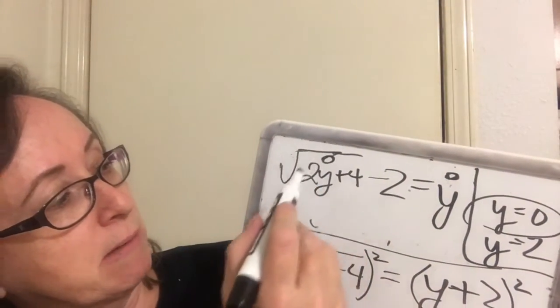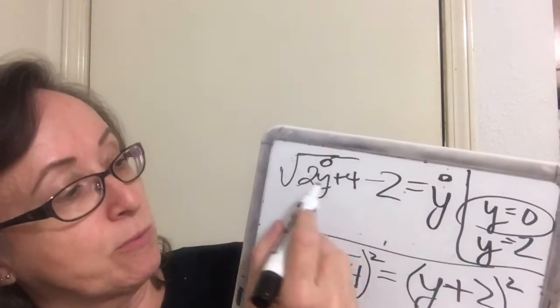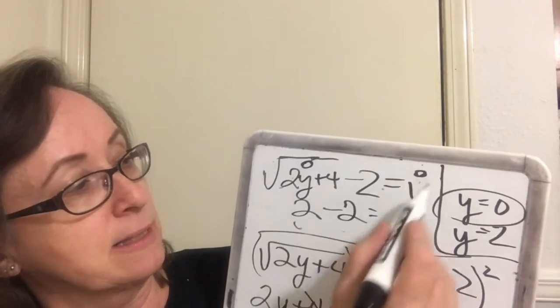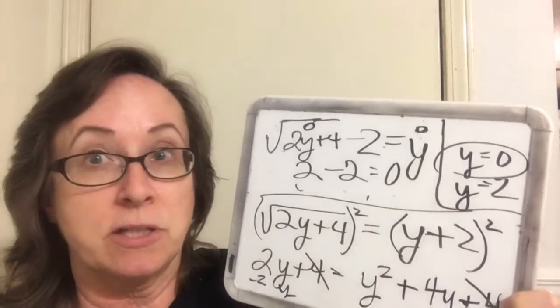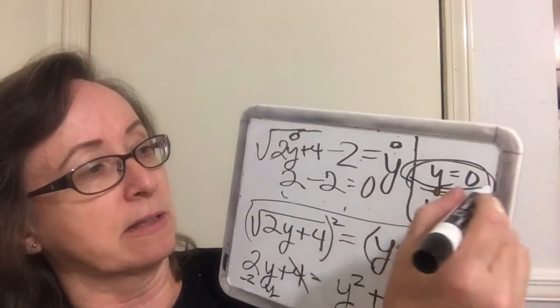Right, so 2 times 0 is 0, plus 4 is 4. So I have the square root of 4, which is 2, and I get 2 minus 2 is 0. Well, 2 minus 2 is 0. So this solution is a good solution.